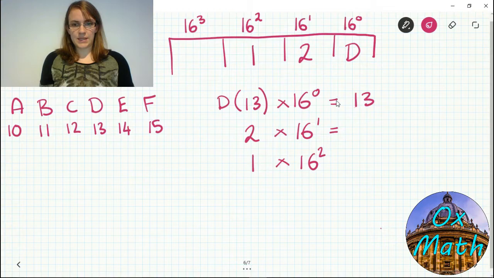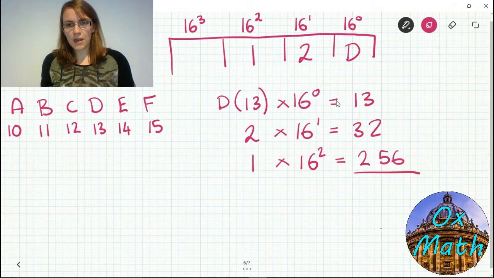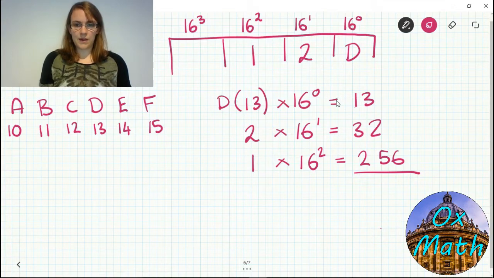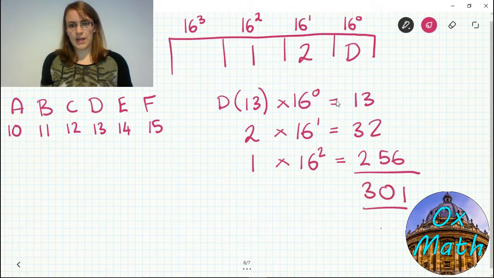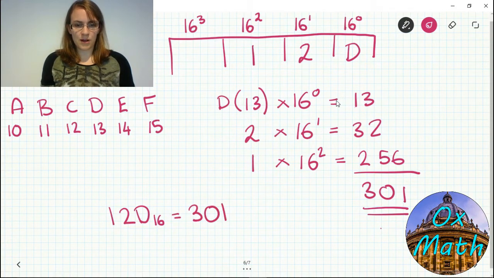So 13 times 16 to the power 0, which is 1, is just 13. 2 times 16 is 32. And 1 times 16 squared is 256. So in total we've got 13, 32 and 256. Add them up and that should give you 301. So 12D in the hexadecimal number system is equal to 301 in our base 10 decimal system.